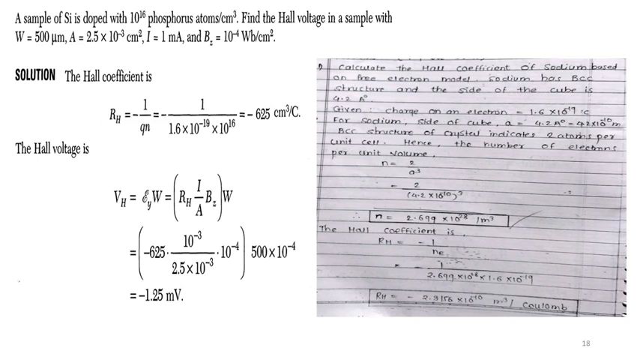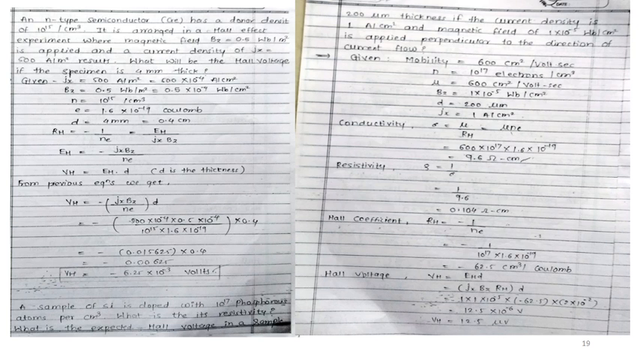Another example: calculate the Hall coefficient of sodium based on the free electron model. Sodium has a BCC structure and the side of the cube is 4.2 angstrom. The value is given, charge is given. Then we can calculate the number of electrons per unit volume, which is for the BCC structure. Then you get the value n, and by using that you can get the value of the Hall coefficient.